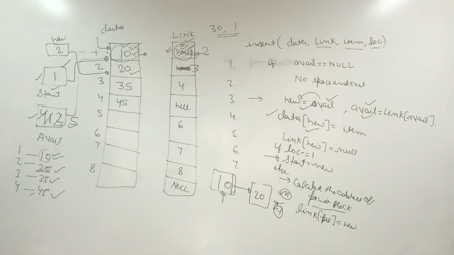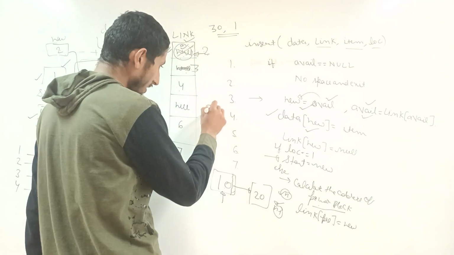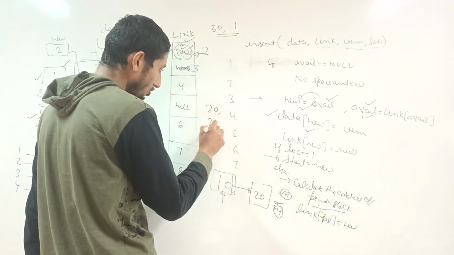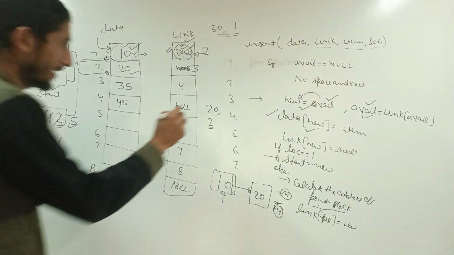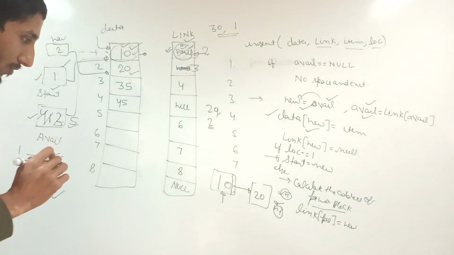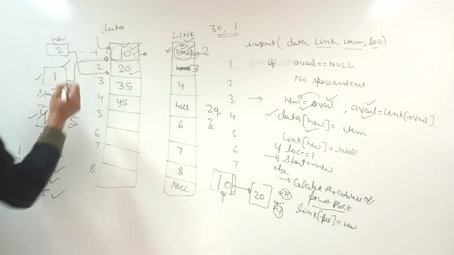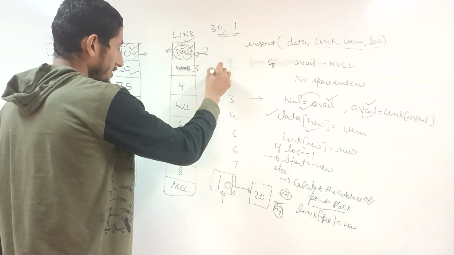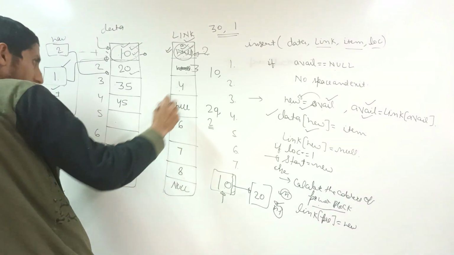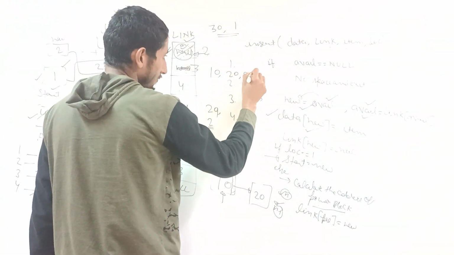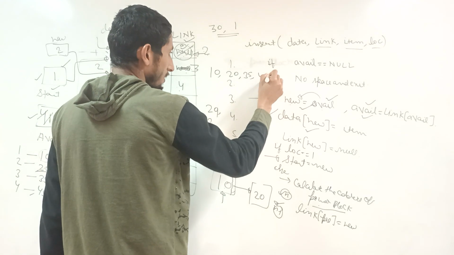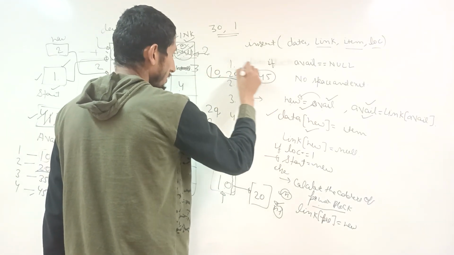But what is the benefit of this approach? Let me explain to you. The best thing to think about is this. Let's say someone says insert 29 at the second position. So someone wants to make a list where the first block is 10, then 20, then 35 and then 45. Someone says that please insert 29 here.